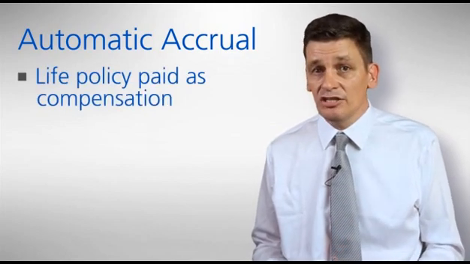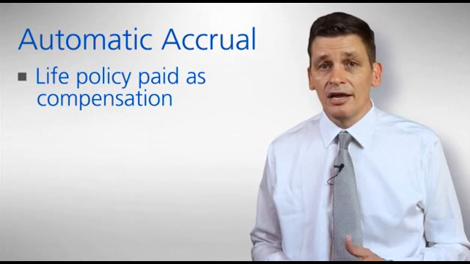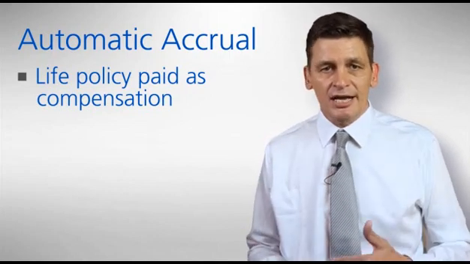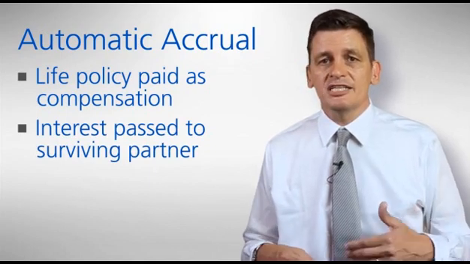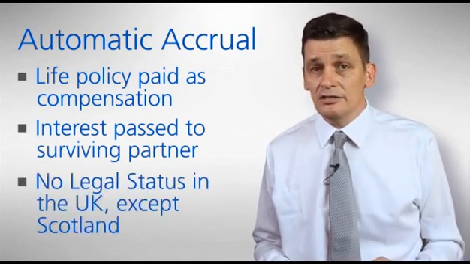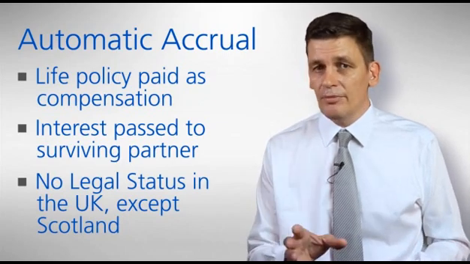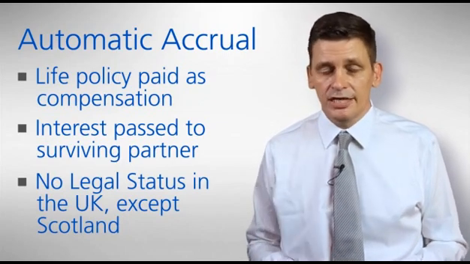So let's look at a partnership in terms of the first one that I mentioned, which was an automatic accrual agreement. Quite simply, the partners take out a life policy for what they feel their interest in the partnership is worth, and then on their death that is paid out to their estate as compensation for their interest in the partnership, and their interest, in effect, is passed back to the surviving partners. So very simple, but only appropriate for a partnership because it has no legal status in England, Wales and Northern Ireland. Bear in mind, in Scotland, partnerships do have a legal status.